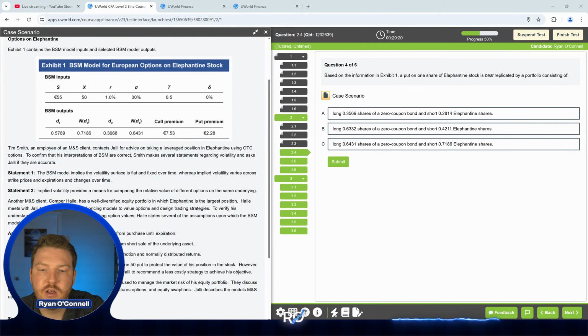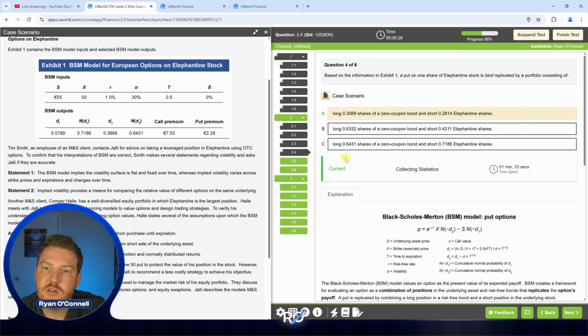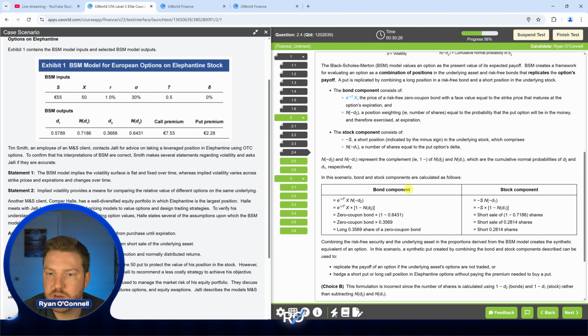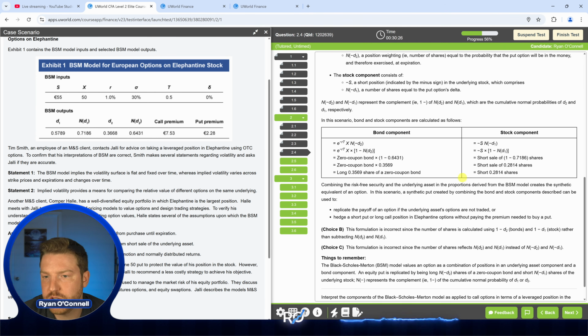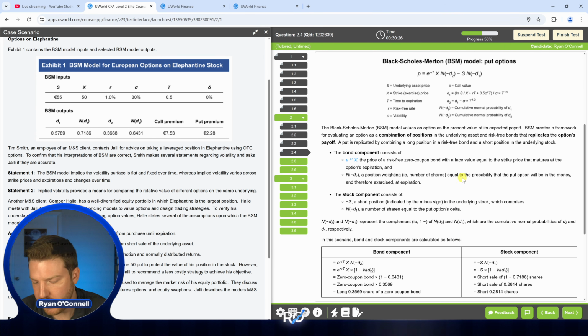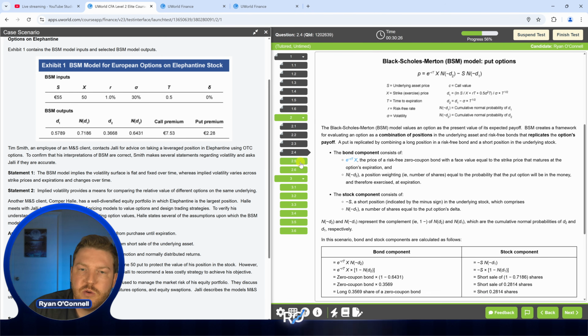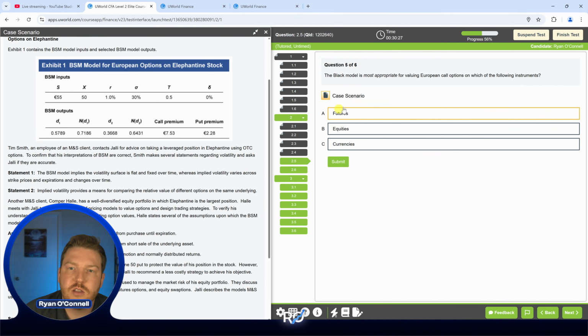So let's go take a look, see if we got it right, and hit submit, and there we go. Let's see if there's anything valuable. I think it's just pretty much saying exactly what I said up until this point. Now let's jump to the next one. So this one is on the Black model, and it asks which of the following instruments this model is most appropriate for valuing European call options on.